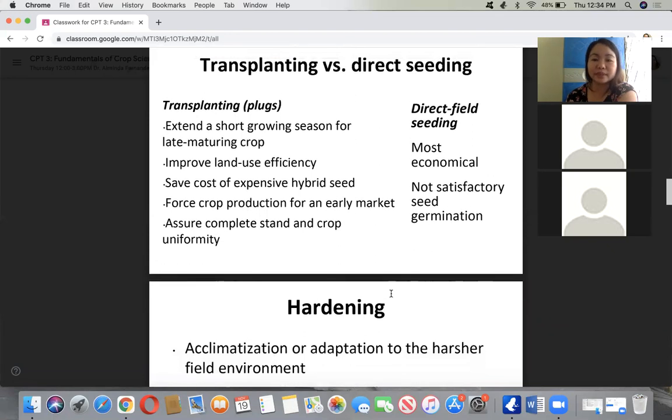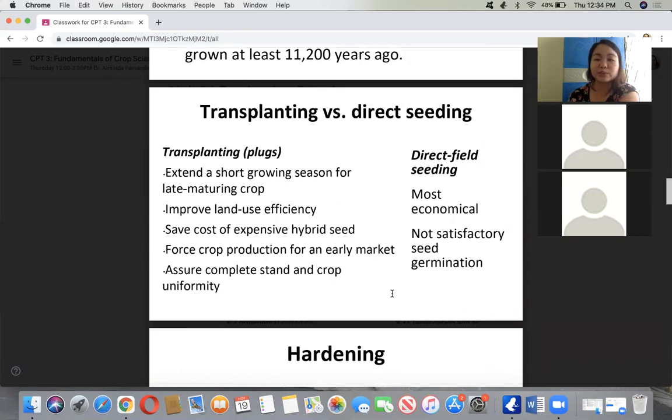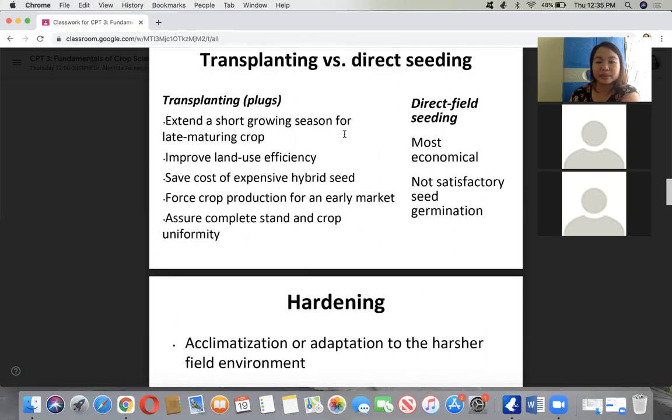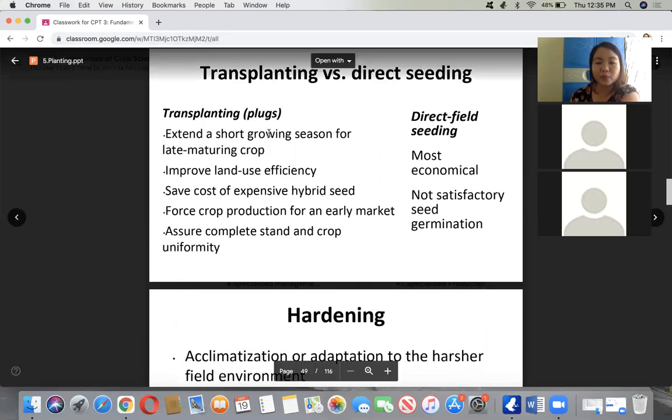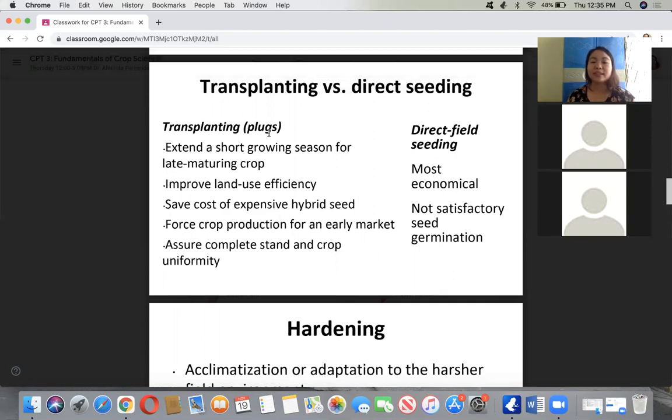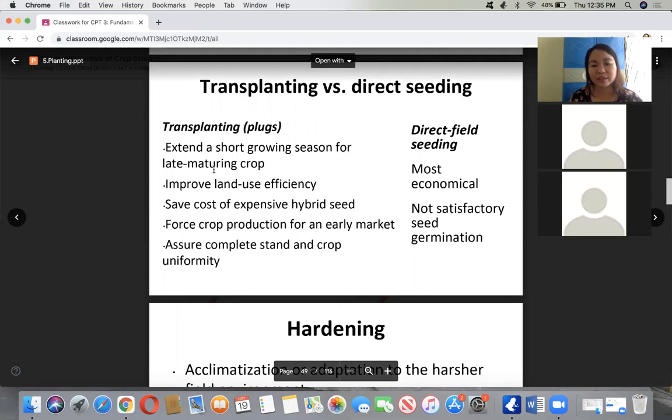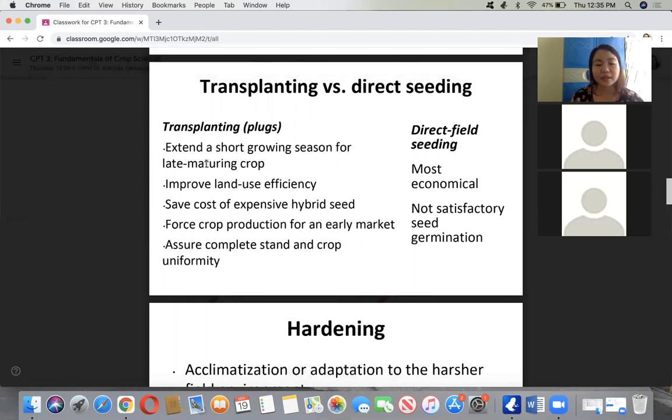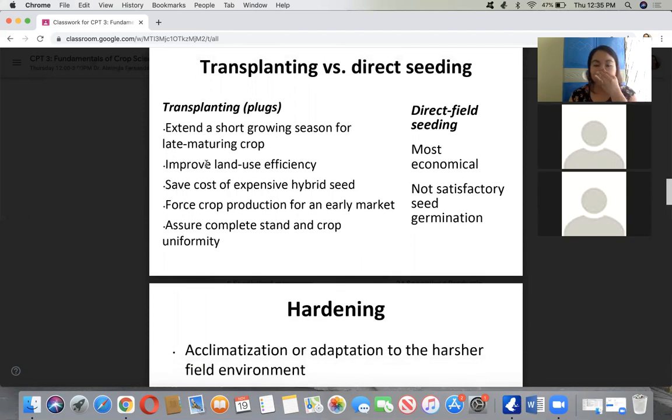So now we go next to transplanting versus direct seeding. What is more viable or more recommendable? Is it transplanting or direct seeding? So let's take a look at their differences and their advantages. For transplanting, it will extend a short growing season for late maturing crops.